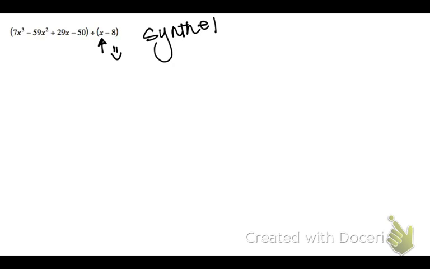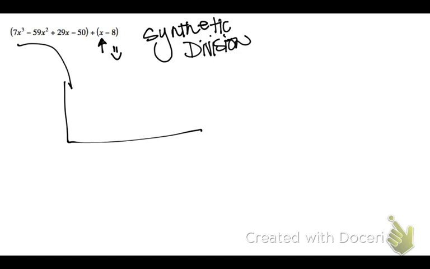Synthetic division. Okay, and to set synthetic division up, we start with this. The coefficients go inside, so like 7, negative 59, 29, and negative 50.